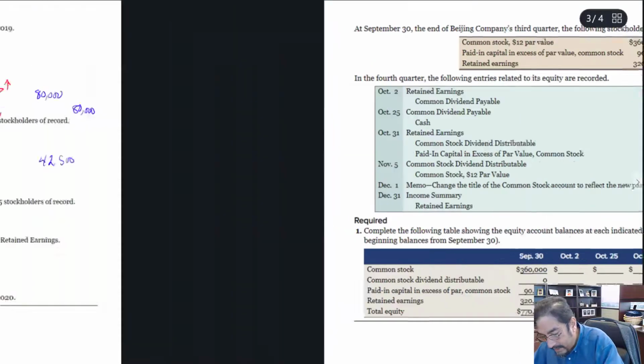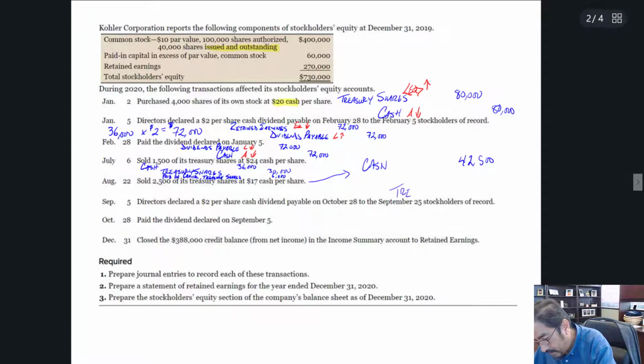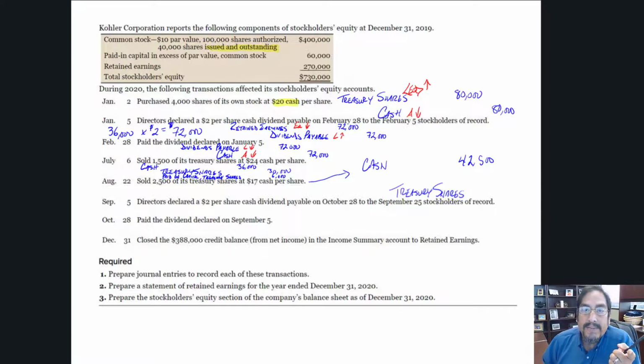So I'm going to credit... I created that account with a debit, $80,000, and then I hit it on July 6th for $30,000. So there's $50,000 in there, and I know I'm wiping it out because I've already said that I bought 4,000 shares. I sold 1,500 on July 6th, and I sold the other 2,500 on August 22nd. So I know I'm wiping it out. So I'm going to credit this for the $50,000.